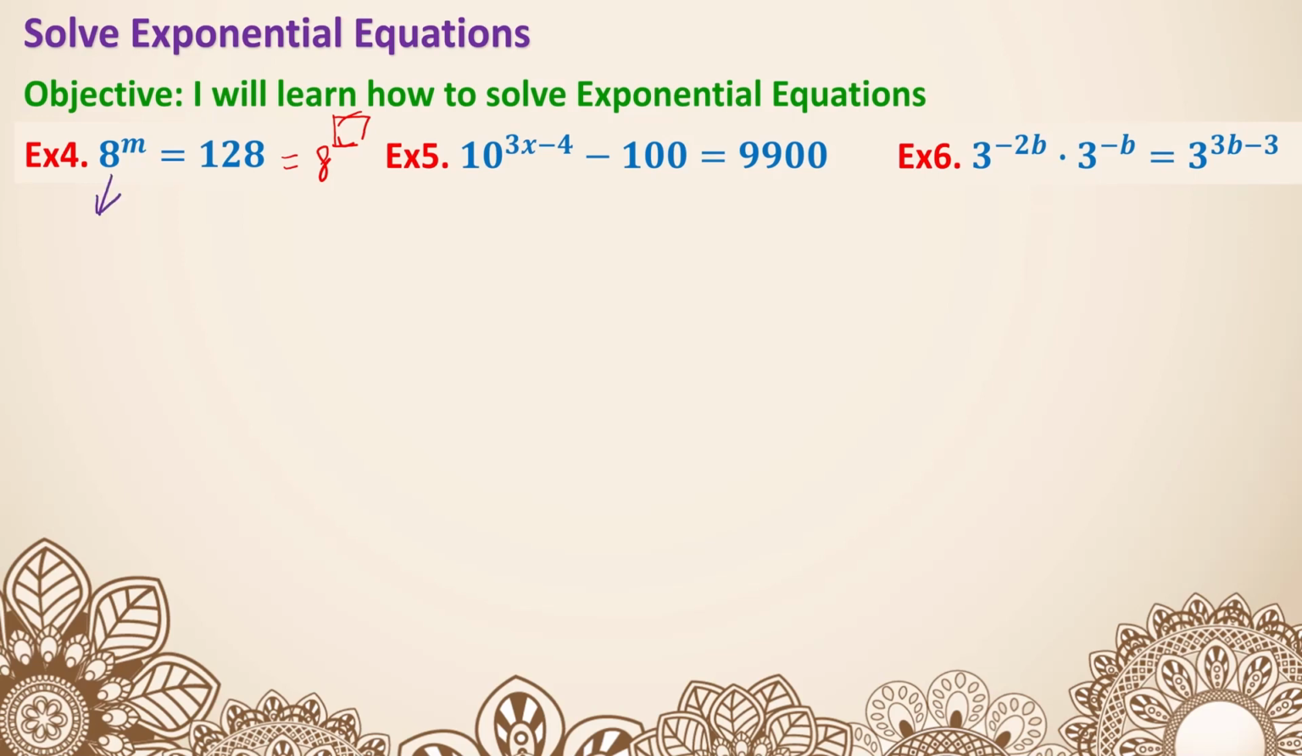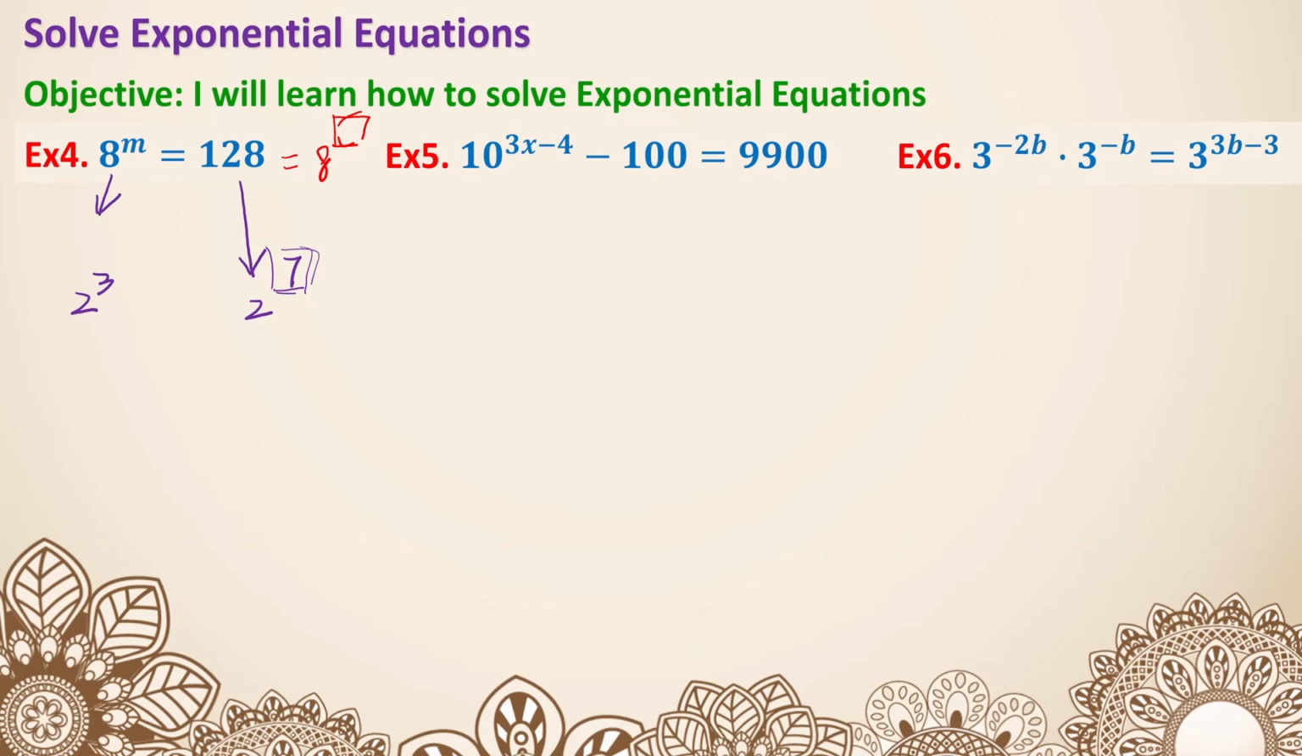So 8 could actually be written as 2 to the third power. That means you're going to need to figure out what 128 is if you rewrite it as 2 to a certain power. If you type in your calculator, either getting the table or just keep trying, you're going to notice 2 to the 7th power is 128.